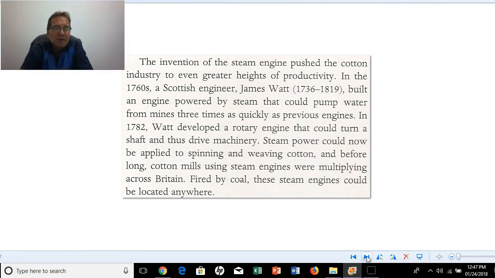And eventually they will use coal, which is a natural resource that Britain had in abundance, to fire those steam engines. And once that takes place, they no longer have to locate factories by a water source. They could be located anywhere.